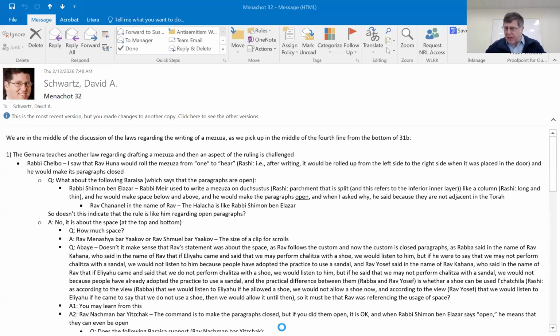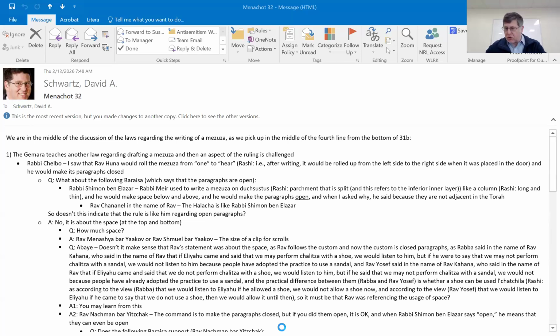So okay, so an open paragraph would be where you finish the first paragraph early in the line when there's at least 9 letters left in the line, and then you begin the next paragraph at the beginning of the line, so with no indentation. That's called pituchot. That is called open.